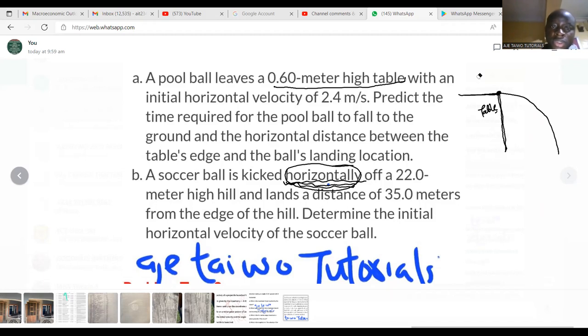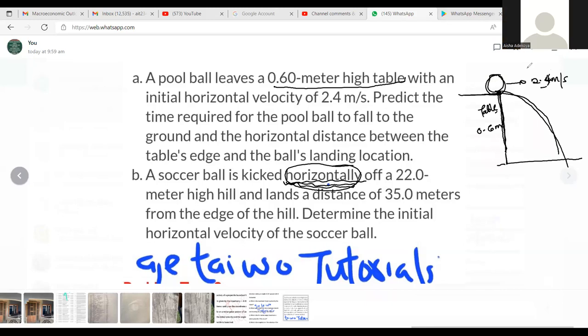A pool ball leaves a 0.6 meter high table. This is the height of the table, 0.6 meter. And the ball was kicked with a speed of 2.4 meters per second. That's the ball. It was kicked with this speed. This is your V naught, or anything you like calling it, 2.4. The ball is coming down.